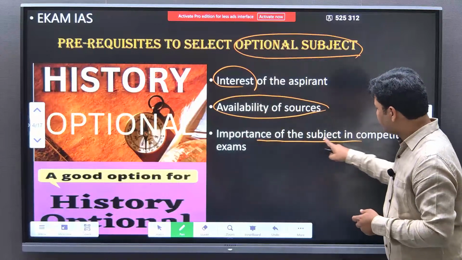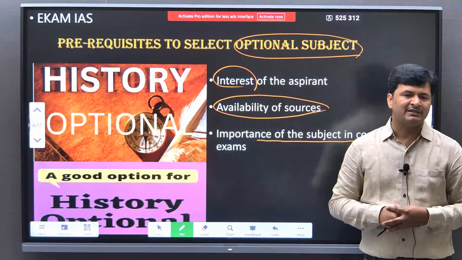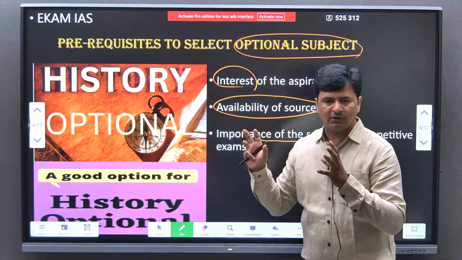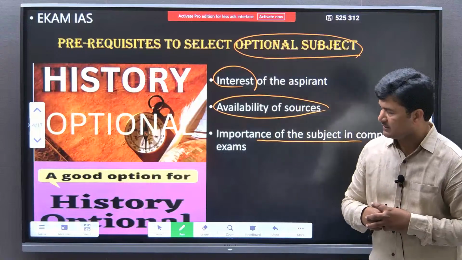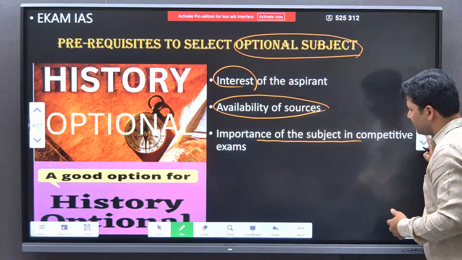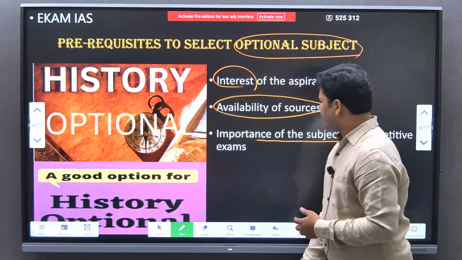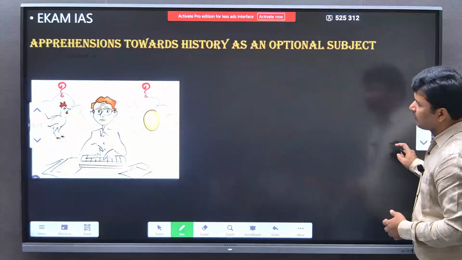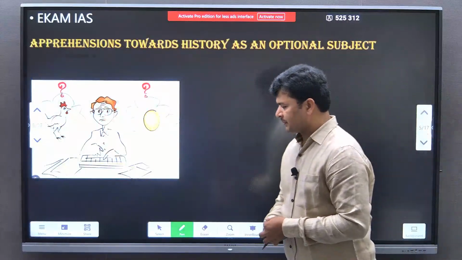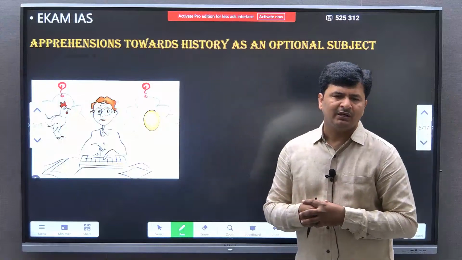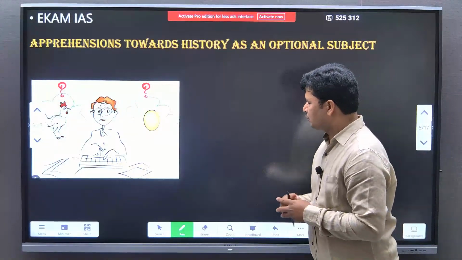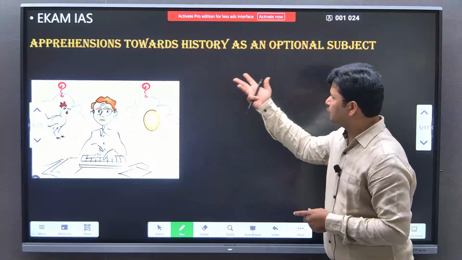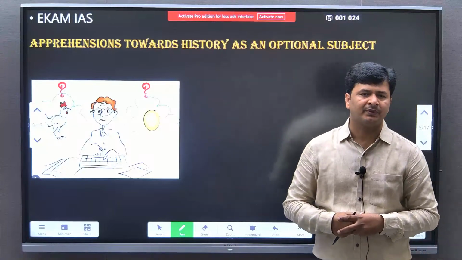So the importance of the subject in the competitive exams. So these are the prerequisites to select a particular optional subject. Now with this background, come to history. In fact, we have so many myths as far as history is concerned. Once you select history as an optional subject, we have so many myths towards history as an optional subject.